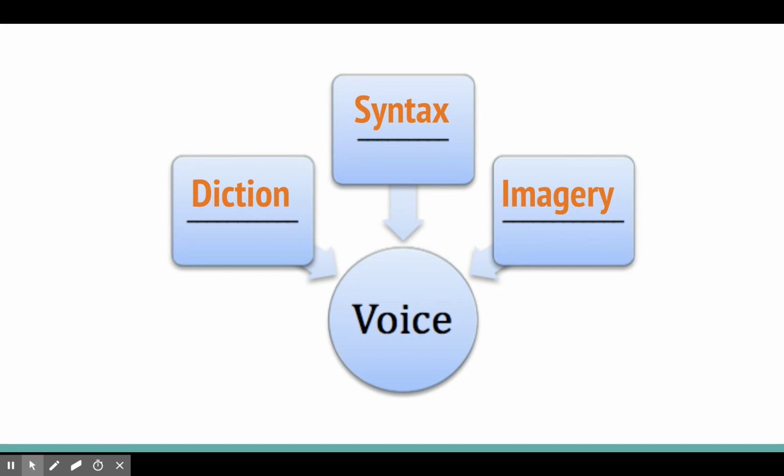So the combination of all three things, diction focusing on words, syntax on sentences, and imagery on how an author creates images and pictures in your head, those three things all create an author's voice.